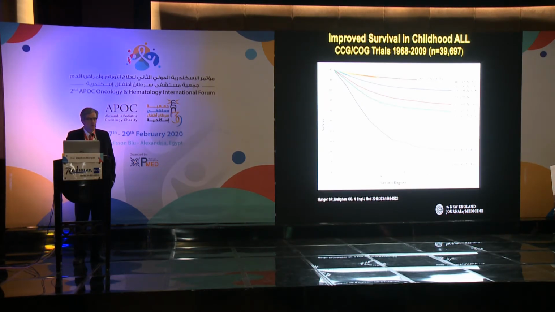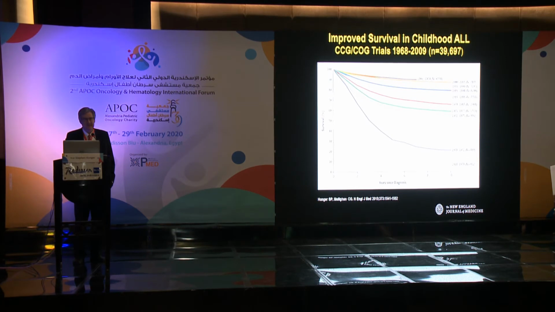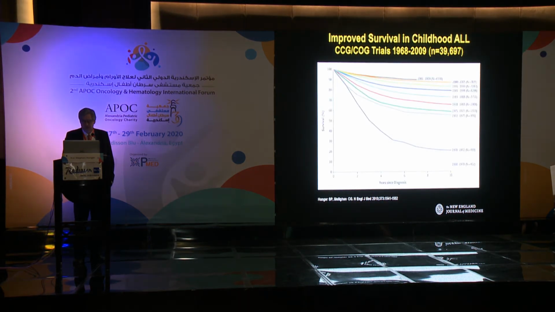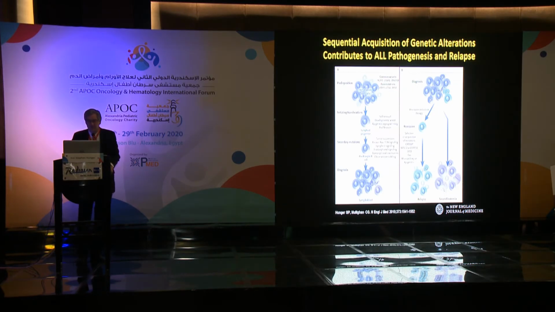I think all groups can show curves that look like this, that show the tremendous advances we've made against ALL over the past 50 to 60 years in high-income countries, such that a child diagnosed today at a center in North America or Western Europe has a 90% or better chance of being a long-term survivor, which is very gratifying. And we've started to understand quite a bit more about the genetics of pediatric ALL.